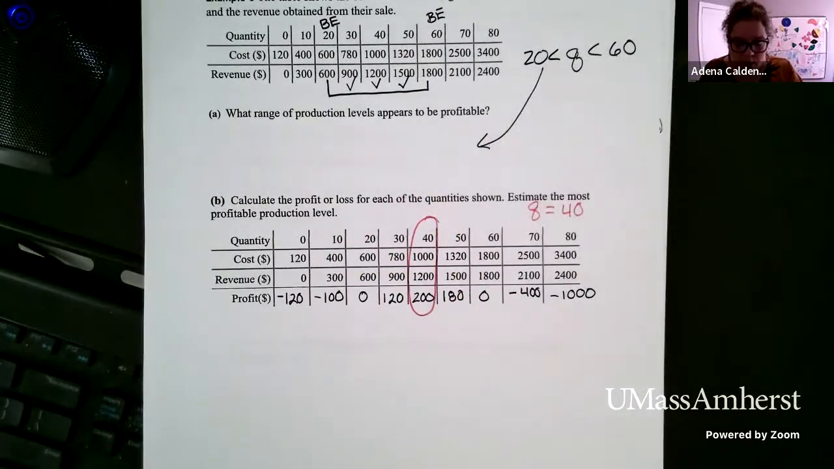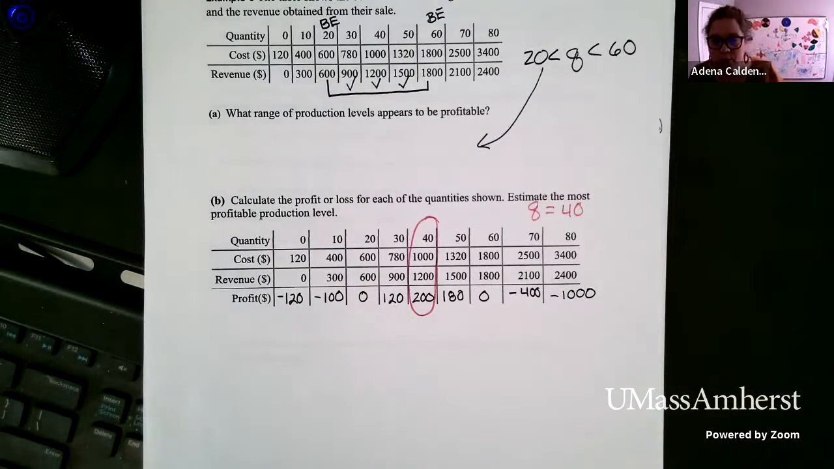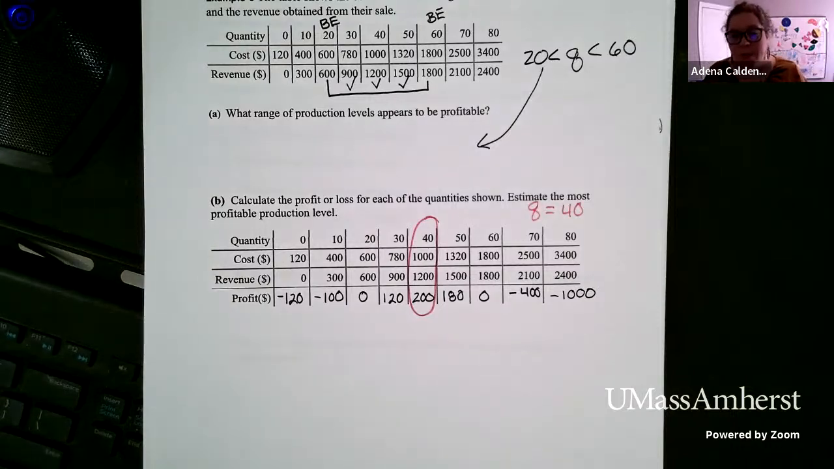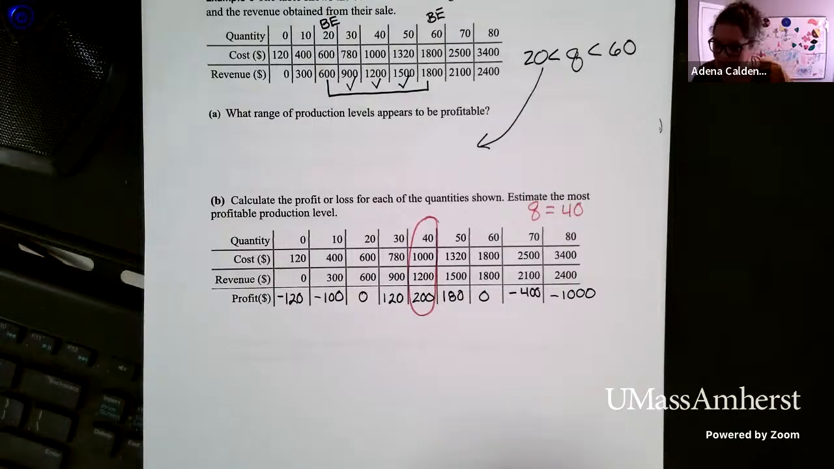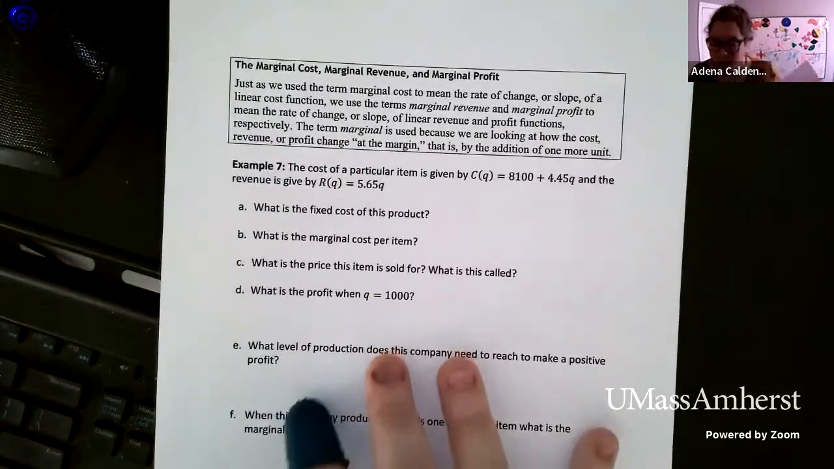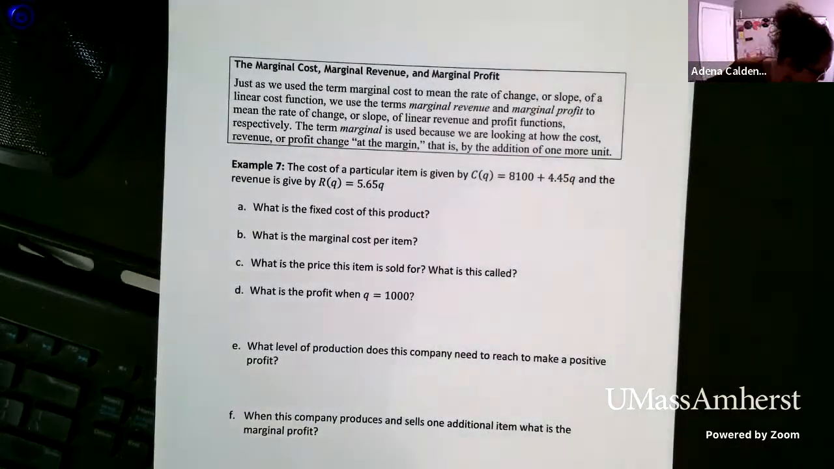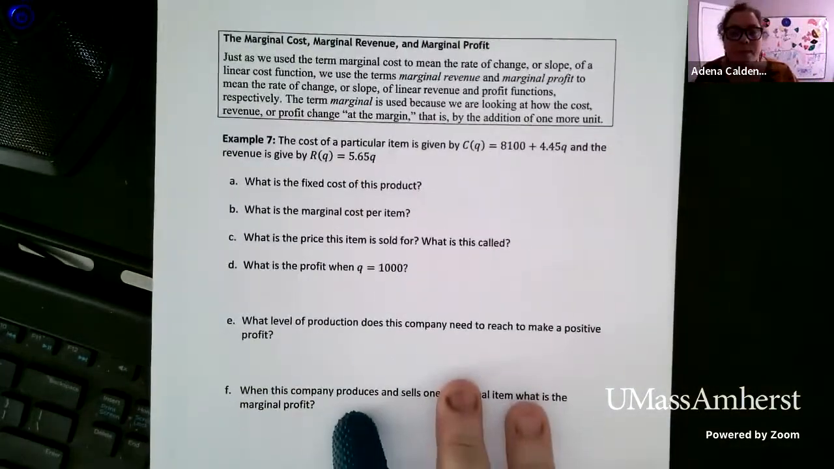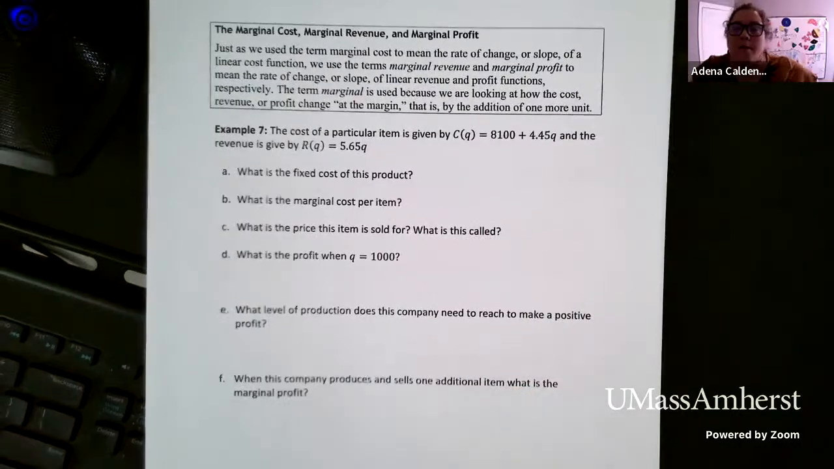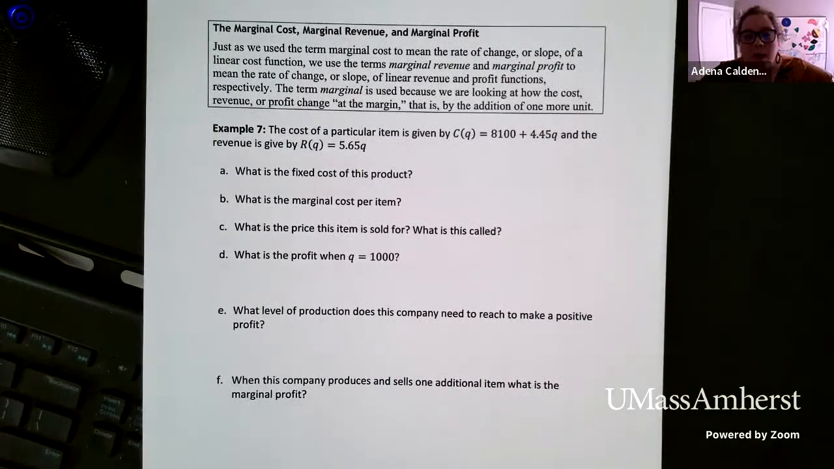Okay. So again, profit thinks about the relationship between revenue and cost. And so profit, revenue, and cost are the 3 things we're going to be thinking about and doing applications of throughout the course. Okay, so let's look at another example of how this comes up, just to summarize what we've been learning. So the marginal cost, marginal revenue, and marginal profit.